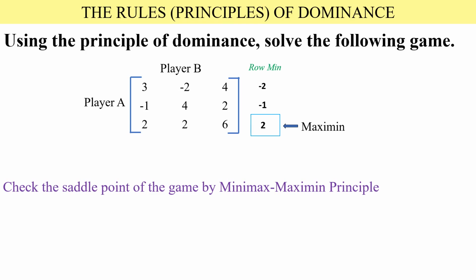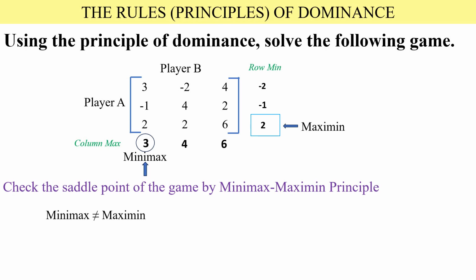Similarly, next we have to determine the mini-max value. For this, first we determine the maximum value for all the columns. For the first column, the maximum value is 3. Second column, the maximum value is 4. Third column, the maximum value is 6. Among these maximum values, we select the minimum value. This is the mini-max value. Here, the maximum values for the columns are 3, 4, 6. Among these values, the minimum value is 3 and 3 is the mini-max value.